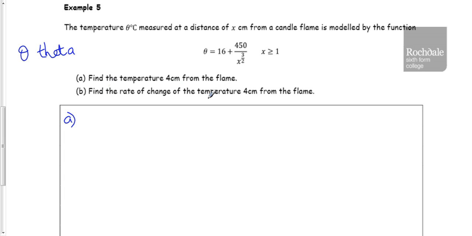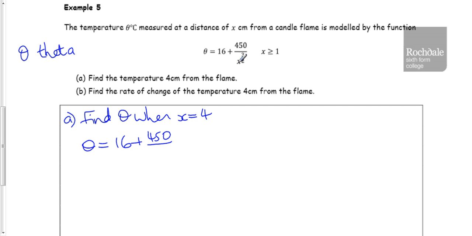All this question is asking us to do is find the temperature, which is known as theta in this question, 4 centimeters from the flame, when x is 4. That is all they're asking us to do. So when x is 4, theta will equal 16 plus 450 divided by 4 to the power 3 over 2. So this is 16 plus 450 over the square root of 4 and then cubed. Square root of 4 is 2. 2 cubed is 8.